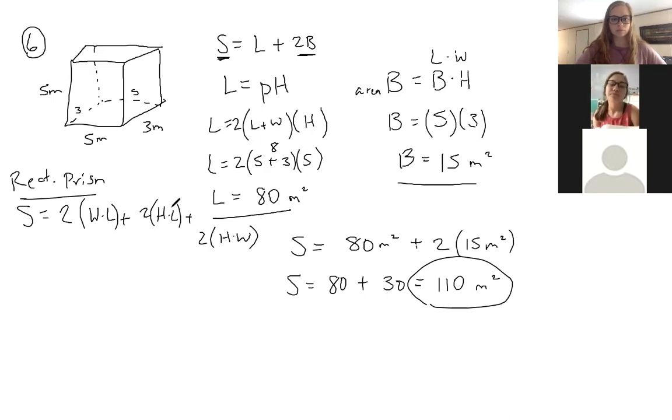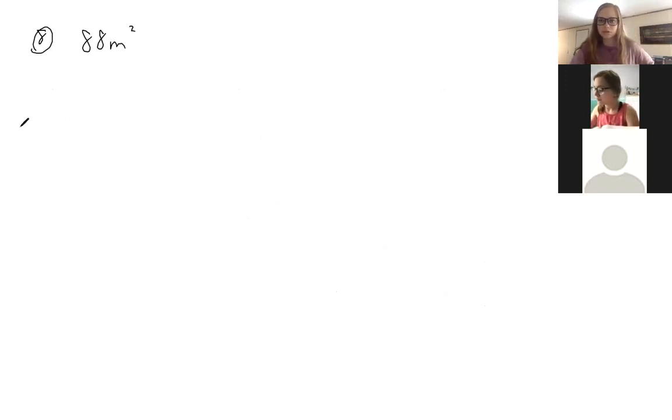Good. All right, let's do another one. Let's do number 10 then. Oh wait, we did that one in class yesterday. Let's see here. So number 8 would be 88 square meters. Did we get that one correct? 88 square meters? No. Uh-oh. Okay.